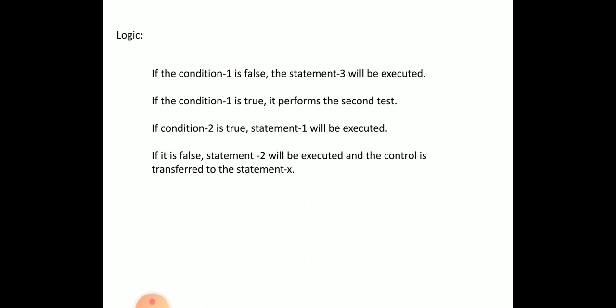If the second condition is true, statement 1, that is the statement given in the second if, will be executed. If the first condition is true and the second condition becomes false, then the statement given inside the else block of the second if condition will be executed. In any case, the statement X given outside the if-else block will be executed.